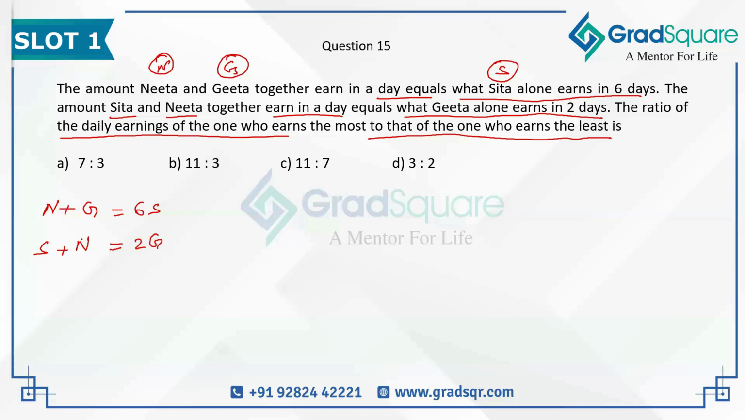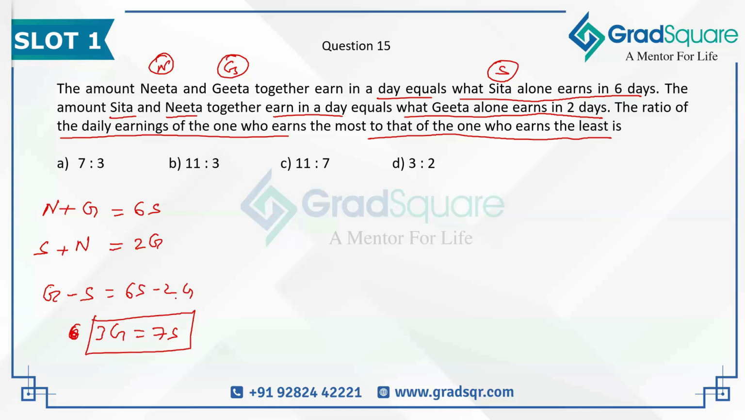So let me subtract the two equations. If I subtract the two equations, I'll get G minus S, which should be equal to 6S minus 2G. That gets me 3G being equal to 7S. So now I have the ratio between G and S from this equation very easily.